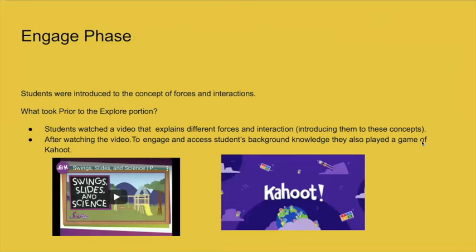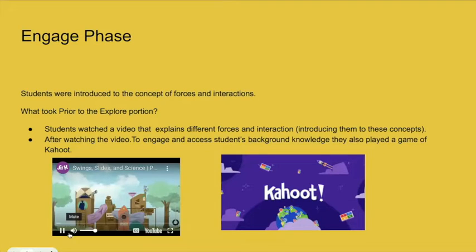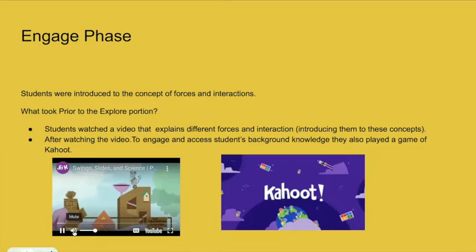For the engage phase, students were introduced to the concepts of force and interactions. Prior to the explore portion, students watched a video that explained different forces and interactions. If you click on it, it will show you a little bit of it.